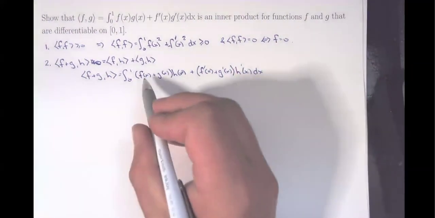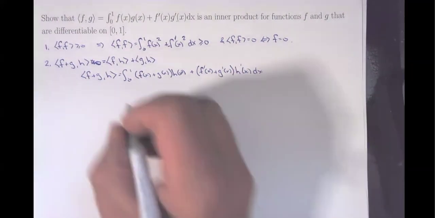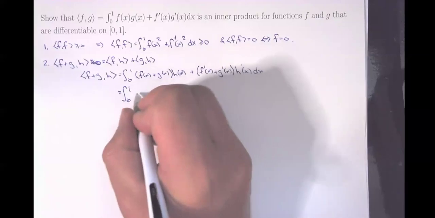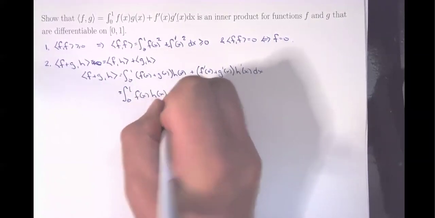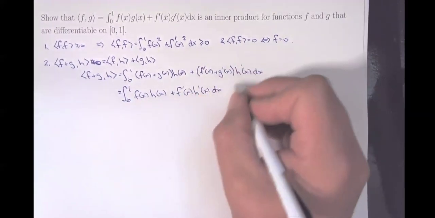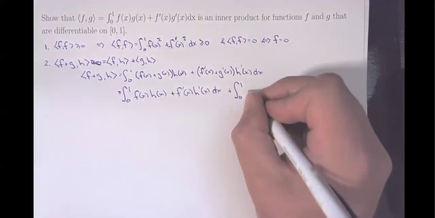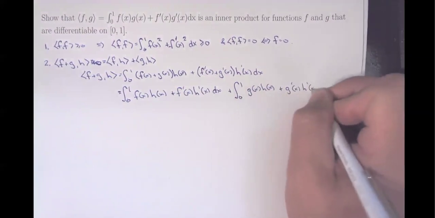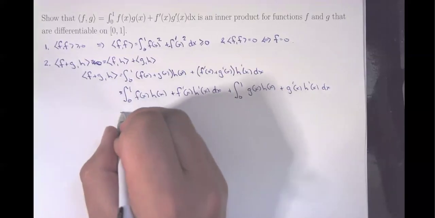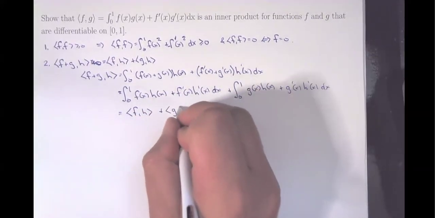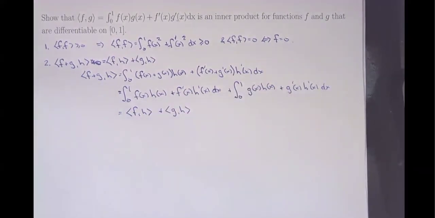Now we can go ahead and distribute the h of x into these brackets and the h prime into these brackets, and if we repackage it, we can get the integral from 0 to 1 of f of x h of x plus f prime of x h prime of x dx, plus the integral from 0 to 1 of g of x h of x plus g prime of x h prime of x dx, which makes this guy the inner product of f with h, and the second guy the inner product of g with h. So we have the second property satisfied.